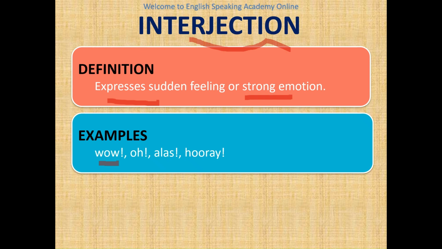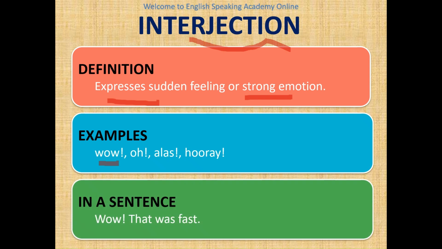This in a sentence. Wow, that was fast. This is an interjection. We usually use this symbol for interjection. These are precisely defined parts of speech in simplified language.